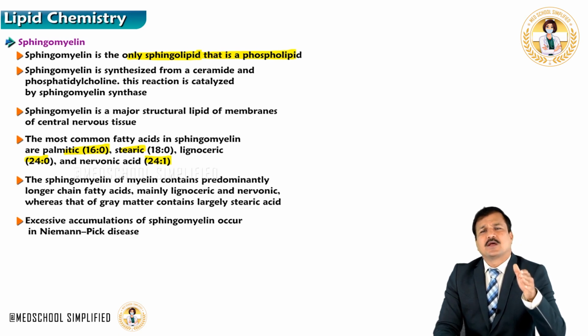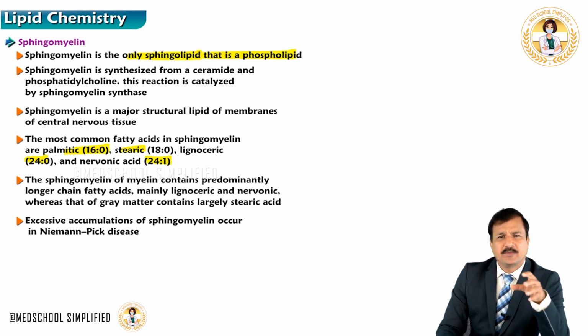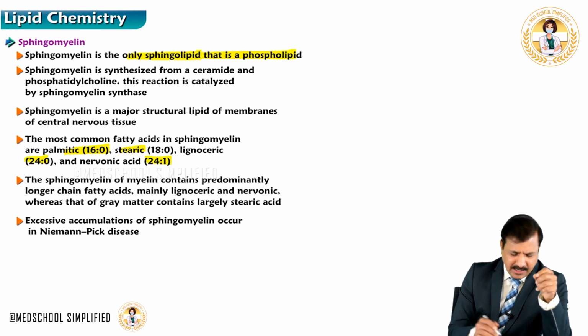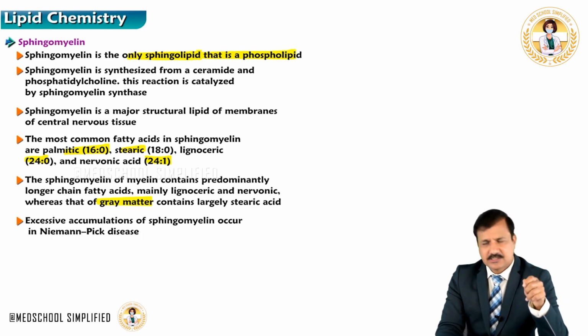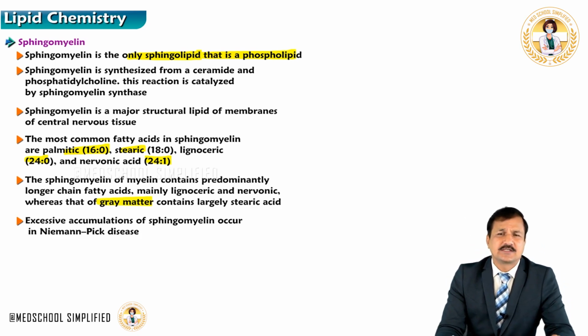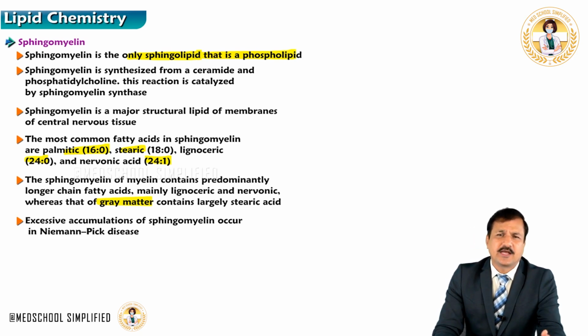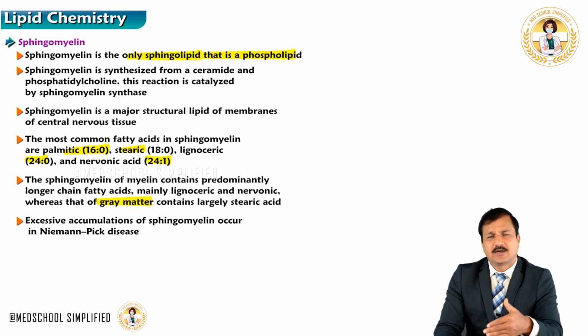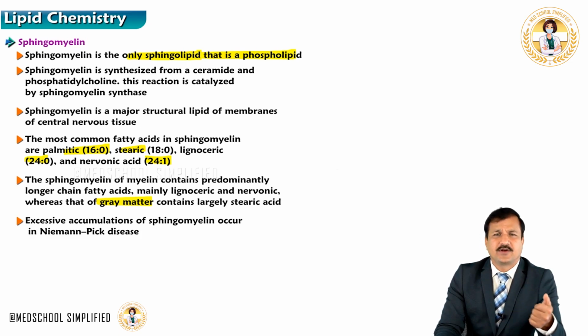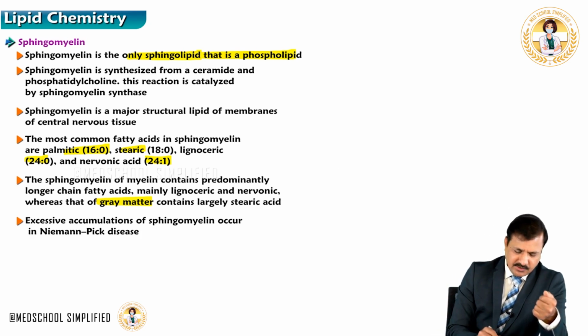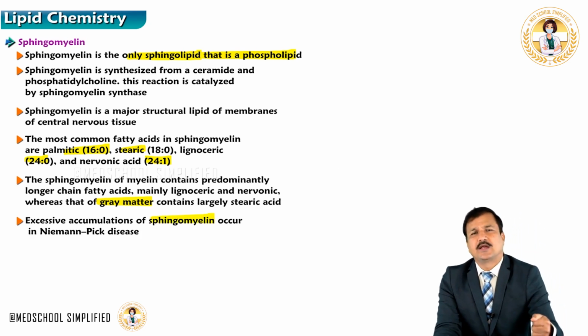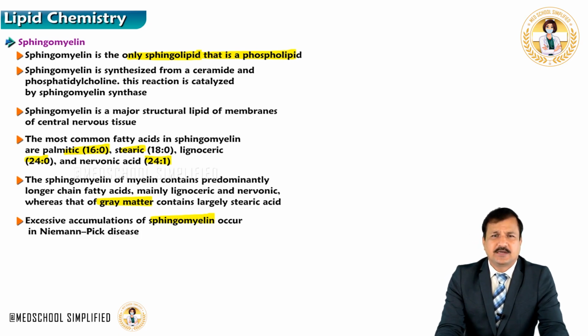Note that in the white matter, the sphingomyelin has a higher content of lignoceric acid and nervonic acid, whereas in the grey matter, it contains largely a long chain fatty acid, that is stearic acid. So, note the difference there. In white matter, very long chain fatty acids are found attached to sphingomyelin, whereas in the grey matter, it is only a long chain fatty acid like stearic acid. And excessive accumulation of sphingomyelin is seen in a disease called Niemann-Pick disease.